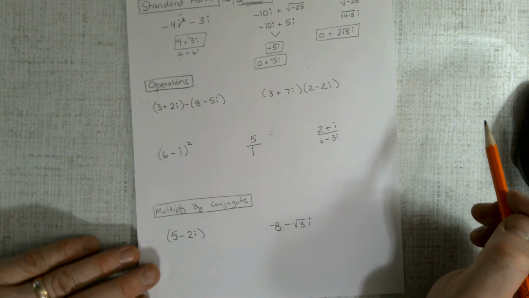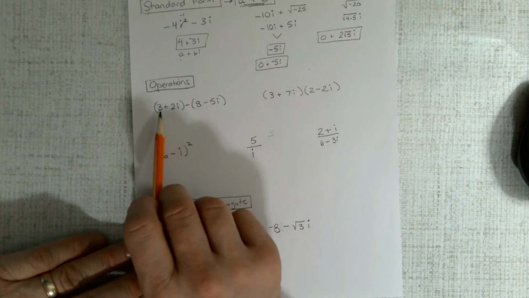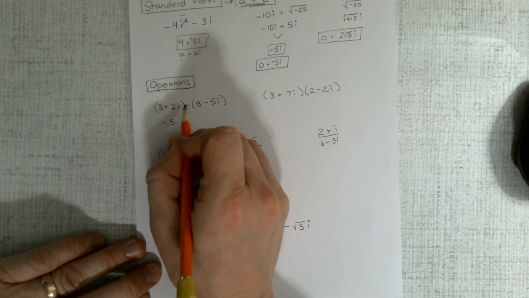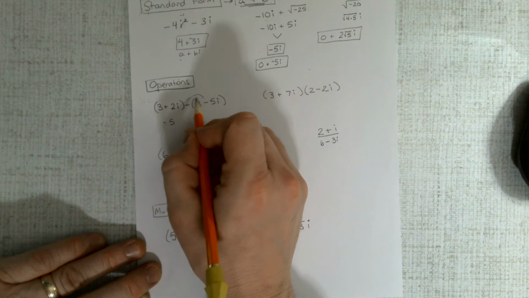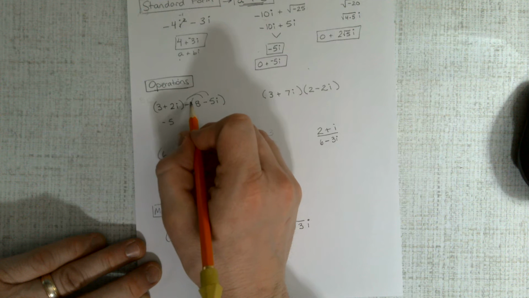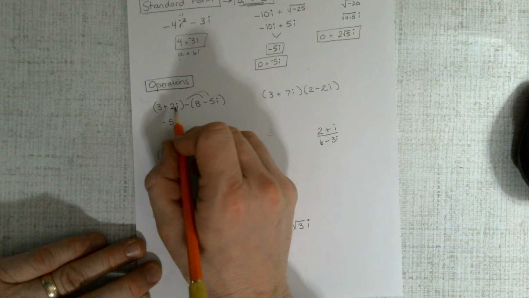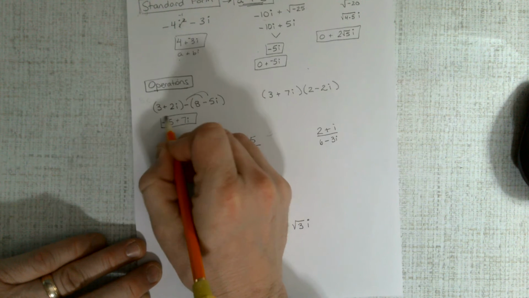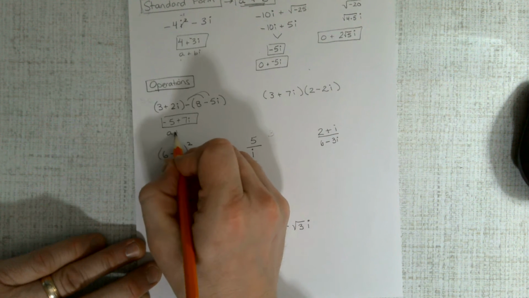Alright, operations. Just putting stuff together. 3 minus 8 is -5. 2 minus a -5. Make sure you distribute that in there. That would be 2 plus 5, which is 7i. And again, try and put them in this form, a plus bi.